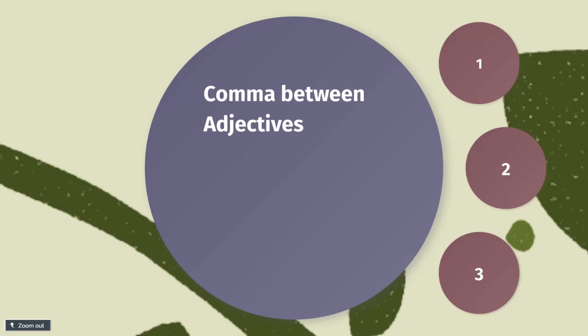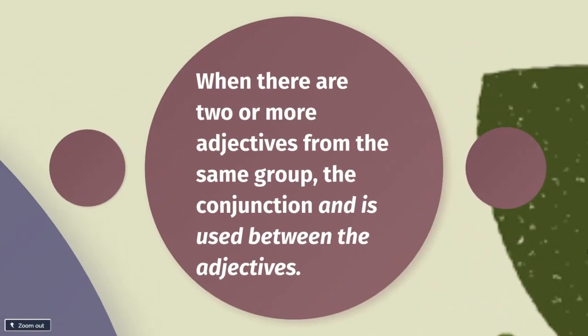Let's see what is there in number 1. When there are two or more adjectives from the same group, the conjunction and is used between the adjectives. Now same group, say suppose it is talking about the group called size. So tall, and say for example the other one is short, right? When it is talking about the same group of adjectives, what are we supposed to do? We are supposed to add and in between those two adjectives.